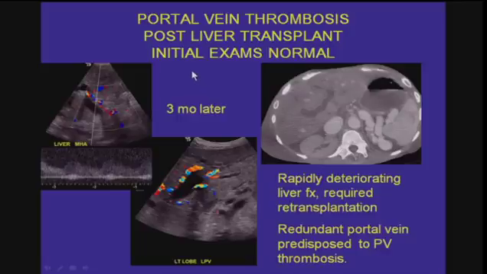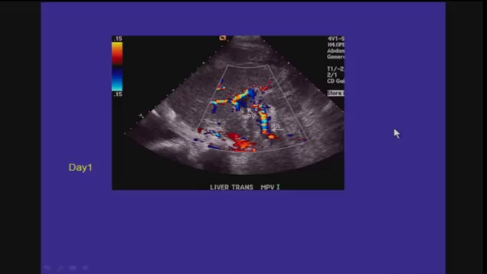This is a patient with portal vein thrombosis. She was initially normal, but at 3 months she came in, and you can see here is the main hepatic artery, and you can see very, very hypoechoic portal vein, actually almost anechoic, and if you did not have the color, you would not know that this was thrombosed. But you can see here on the CT, obviously, the collaterals are opacified, and the absence of any contrast in her portal vein. Unfortunately, her liver function deteriorated rapidly. She required retransplantation because they could not salvage this.